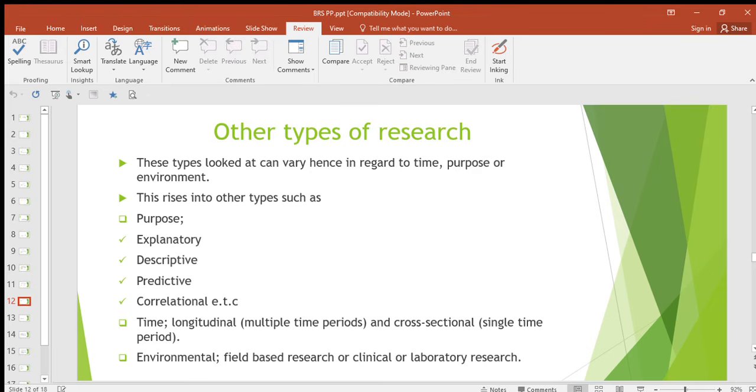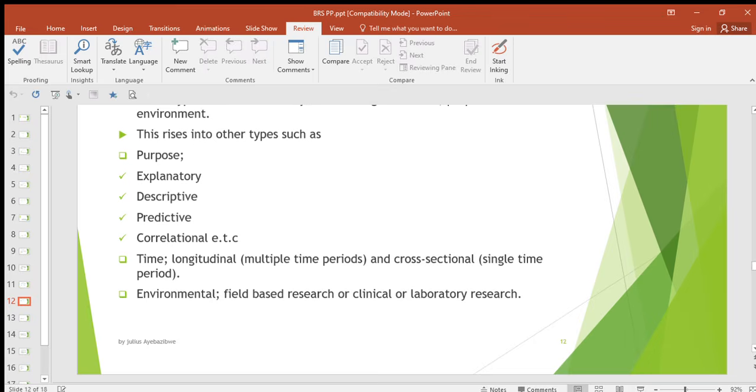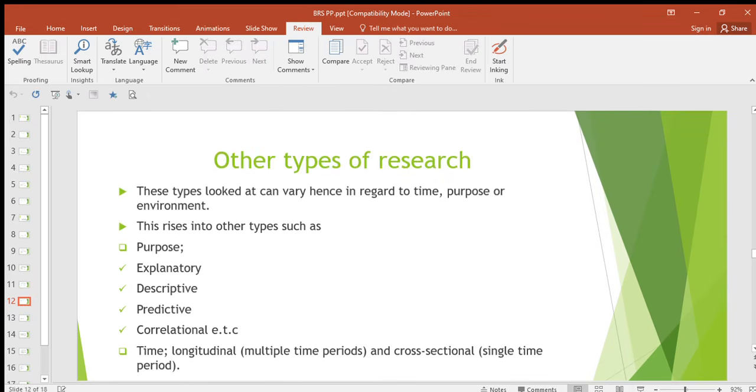The other types of research can vary in regard to time, purpose, or environment. So there can be other types of research regarding time, purpose, or the environment. And this raises other types such as explanatory research, descriptive research, predictive, correlational, etc. So those were the major 8 types of research.